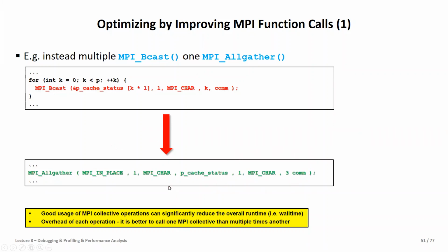But the overhead is that broadcast itself has some overhead as a collective operation, like any other collective operation. If you just call MPI_Allgather once, you have this overhead just once. And this is better than calling these collective operations multiple times. So using collective operations in general can also significantly reduce the overall runtime.